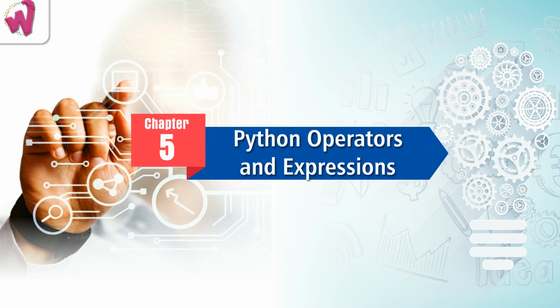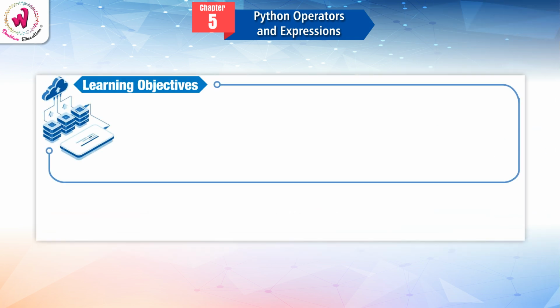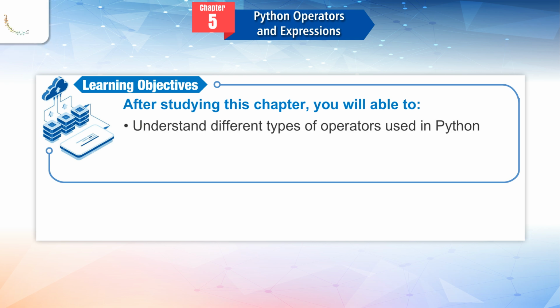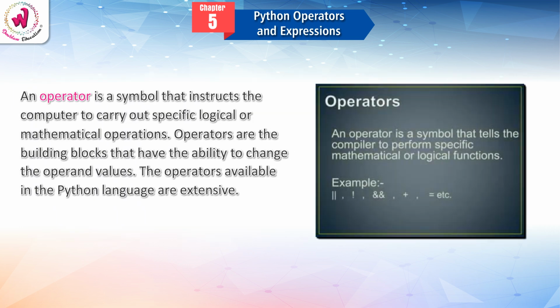Chapter 5: Python Operators and Expressions. Learning Objectives. After studying this chapter, you will be able to understand different types of operators used in Python and discuss expressions. An operator is a symbol that instructs the computer to carry out specific logical or mathematical operations.